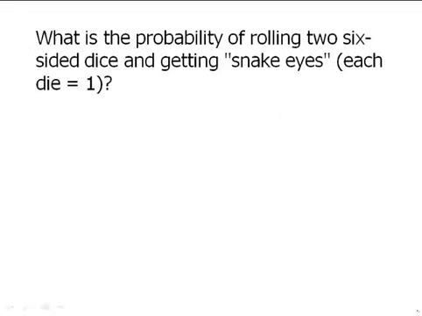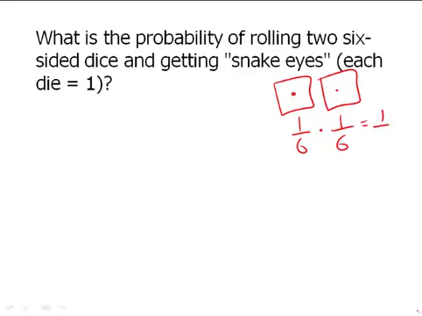Another question, what is the probability of rolling 2 6-sided dice and getting snake eyes? That's a 1 on each die, so snake eyes would look something like this. Well, again, the 2 dice don't influence each other, so these are independent events also. The probability of getting a 1 on one 6-sided die is 1/6, so 1/6 on one, 1/6 on the other. They're independent, so that means AND means multiply. Multiply them and we get 1/36, the probability of rolling snake eyes when you roll 2 dice.